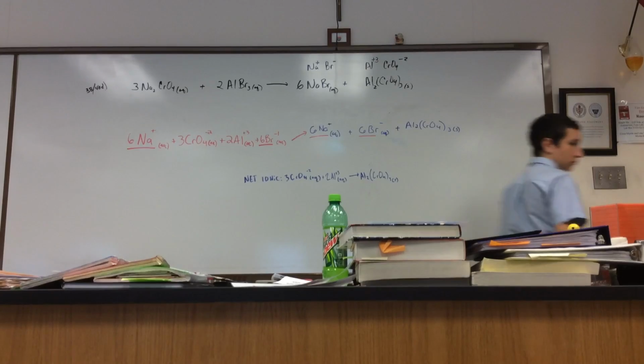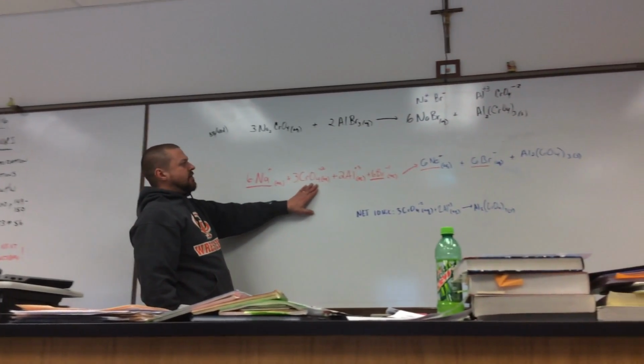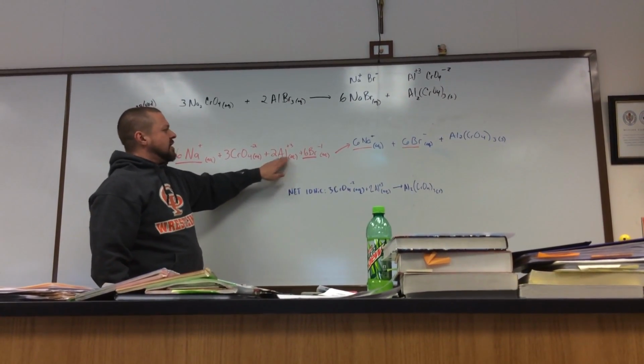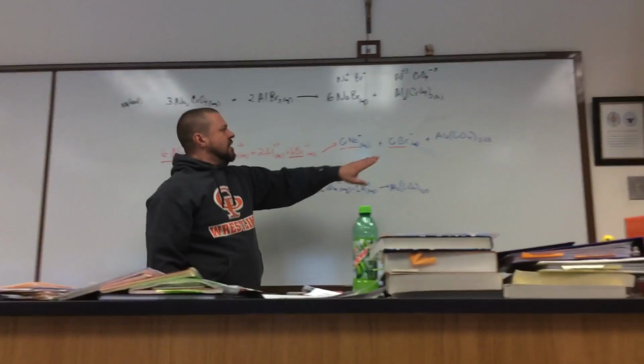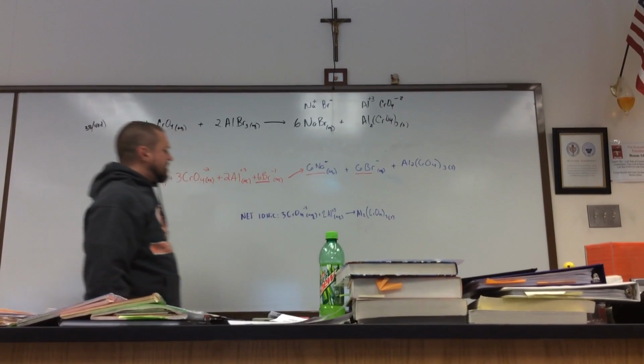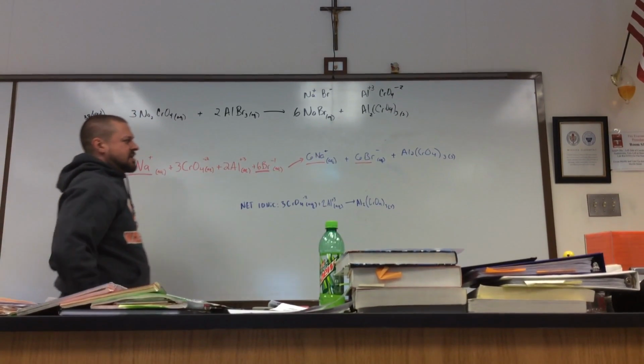Let's see, all we did is recopy everything that wasn't underlined or identified as spectators. So 3 CrO4 negative 2 aqueous, good. 2 Al plus 3, good, aqueous. Al2(CrO4)3 solid, good. Looks good to me. Now you can always check to see that it's balanced.